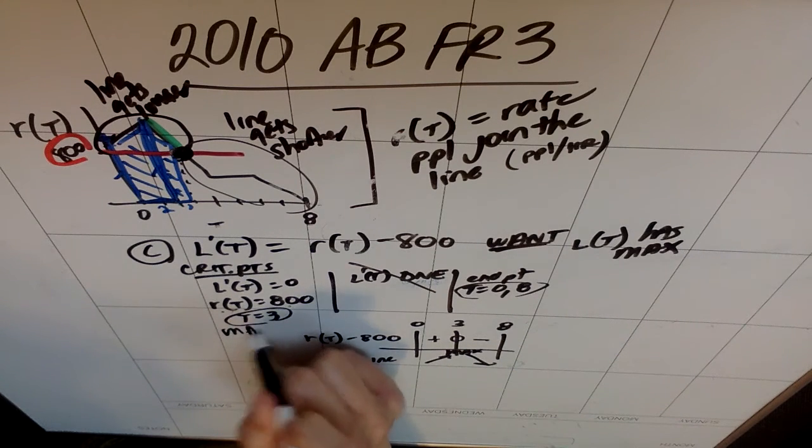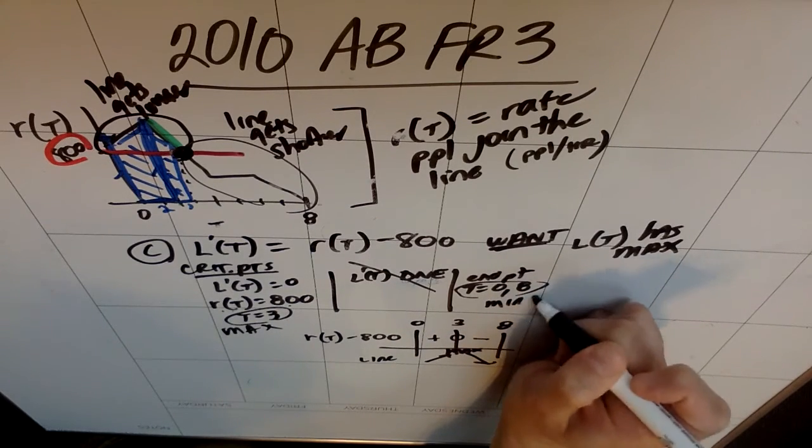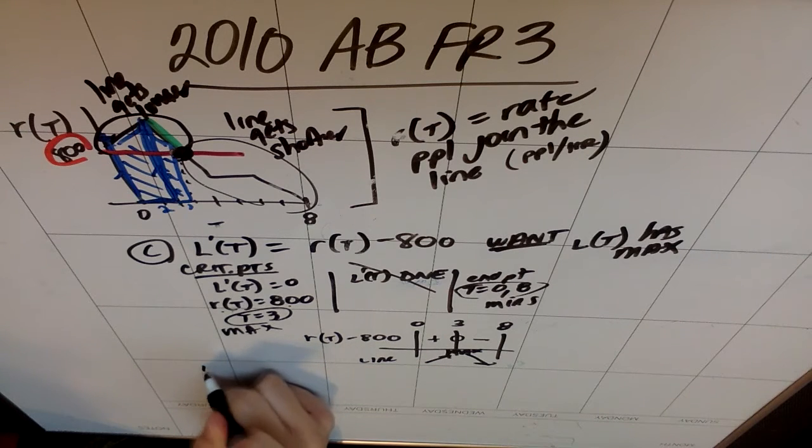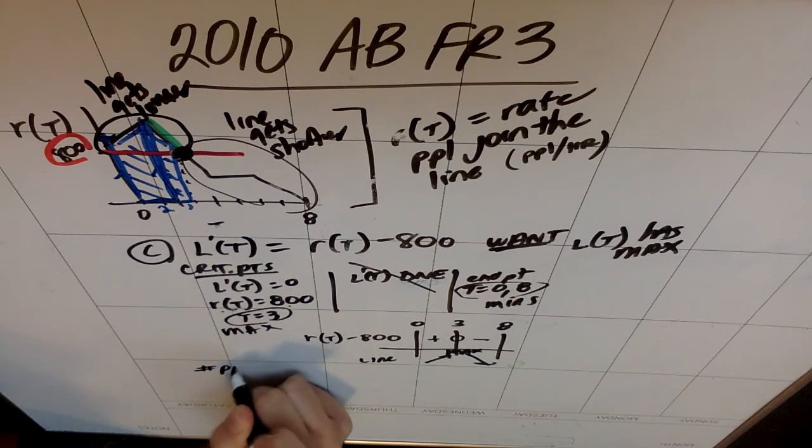So this is the max. These are both mins, right? So the second sub-question in C is, how long is the ride at that time? So what we need is to know what the line value is. So we need the number of people at t equals 3.